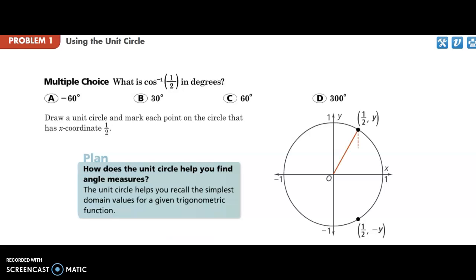Draw a right triangle formed by the origin and the point (1/2, y). Then draw a right triangle formed by the origin and the point (1/2, negative y). These points and the origin form two 30, 60, 90 degree triangles.